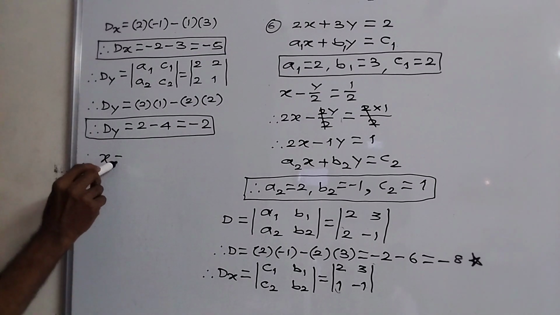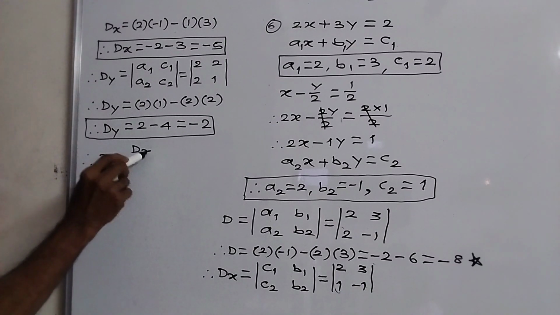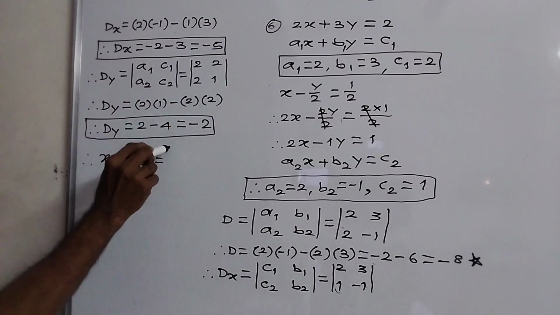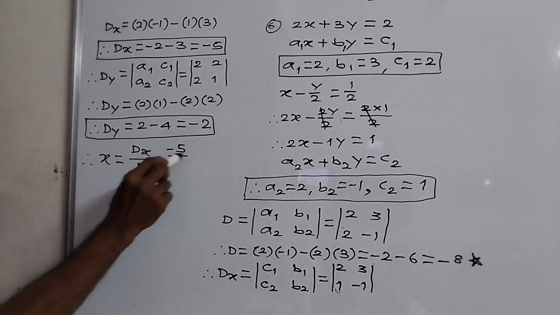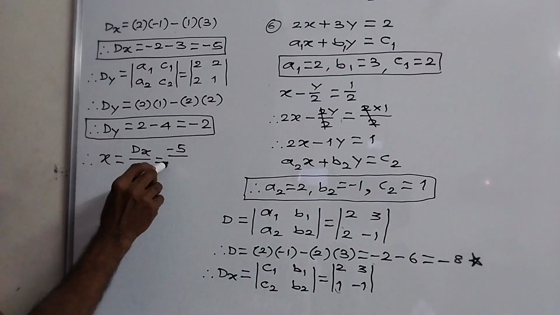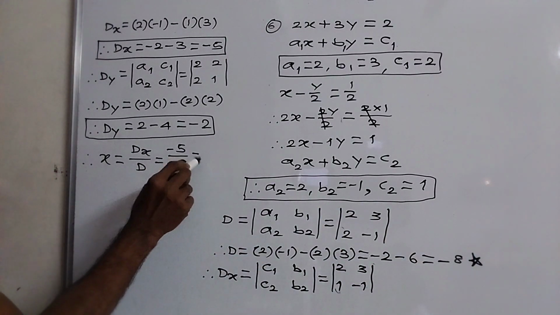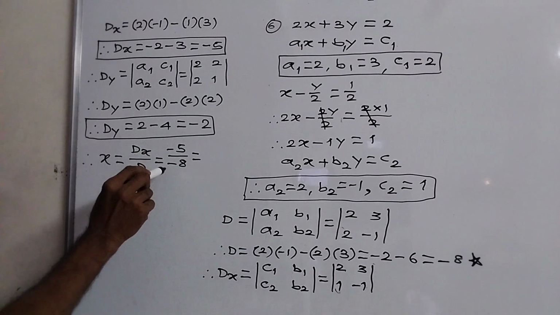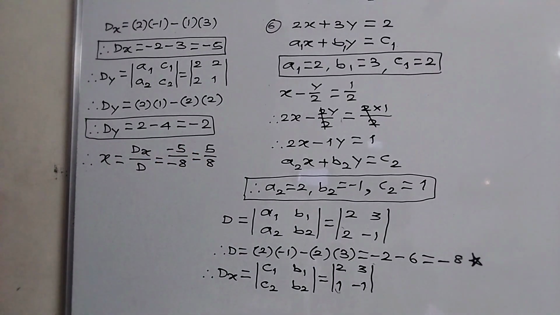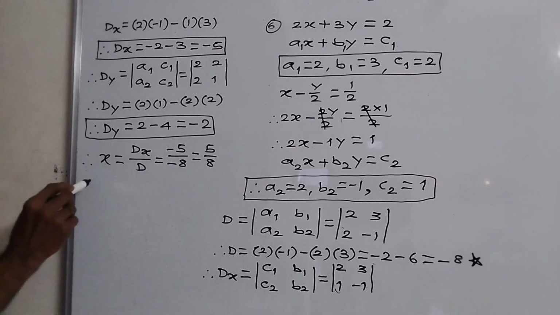Therefore, x is equal to dx upon d. What is dx? Minus 5. And our d is minus 8. Therefore, minus divided by minus is plus. What is our answer? 5 upon 8.